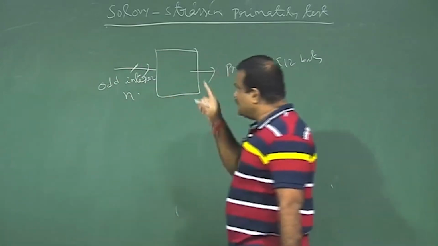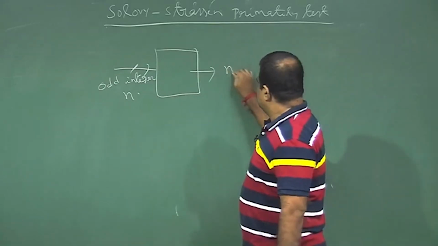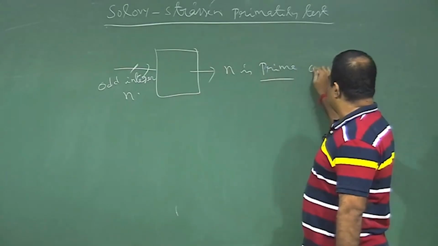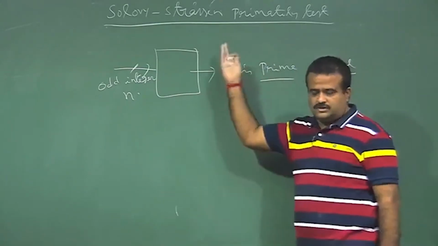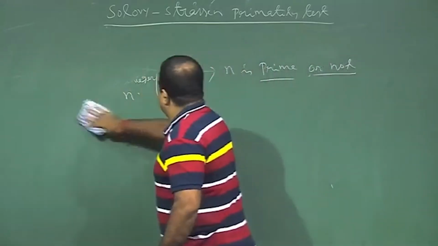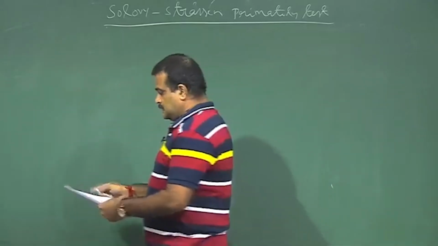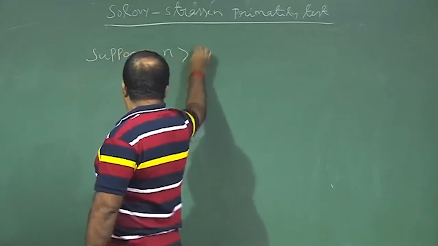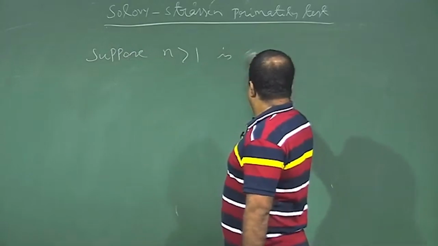We can take an odd integer n and then verify whether n is a prime or not. This, we know, is called a primality test, whether n is prime or not. This is one of the primality tests we will talk about. Here, suppose n is greater than 1, which is an odd integer.